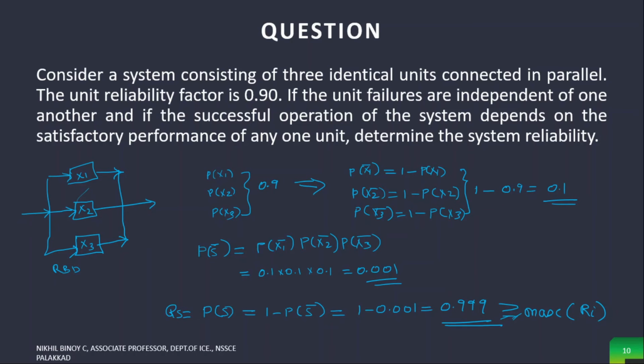Two different ways you can improve the reliability. One way is to connect a component parallel to any unit, or use one more system parallel to the existing one. Two different types of redundancy are there. One is element redundancy, the second one is unit redundancy. So if you are using a parallel configuration, then the system reliability is always greater than the maximum of reliability of individual units. So please note it.